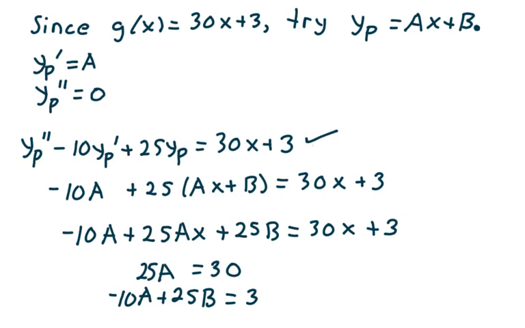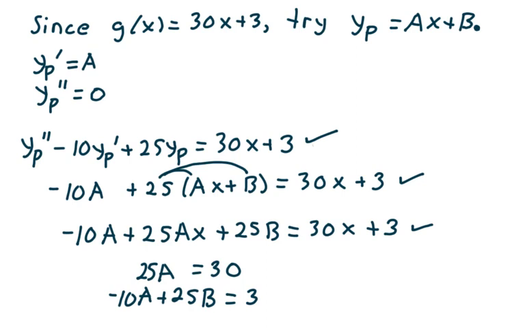Now, let's make our substitution. I'm going to replace y sub p prime with a. So I get negative 10a plus 25 times the quantity ax plus b. You notice I replaced y sub p with ax plus b. And that's equal to 30x plus 3. I'm going to distribute the 25 inside. And when I do, I get negative 10a plus 25ax plus 25b is equal to 30x plus 3.